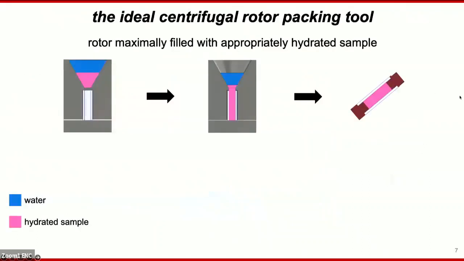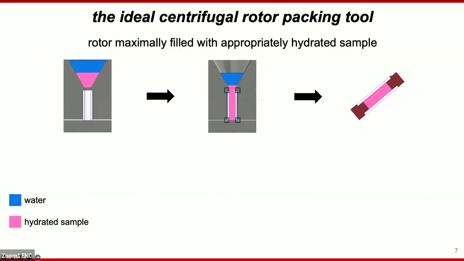When thinking about designing our centrifugal packing tool, we want to think about what is the platonic ideal of a centrifugal packing tool. And so here's our platonic ideal. It's sort of featureless, but that's the point. We're just trying to think about what we want. And what we want it to do is fill our rotor completely with appropriately hydrated sample so that when we pack it, put it in the magnet, we're happy.